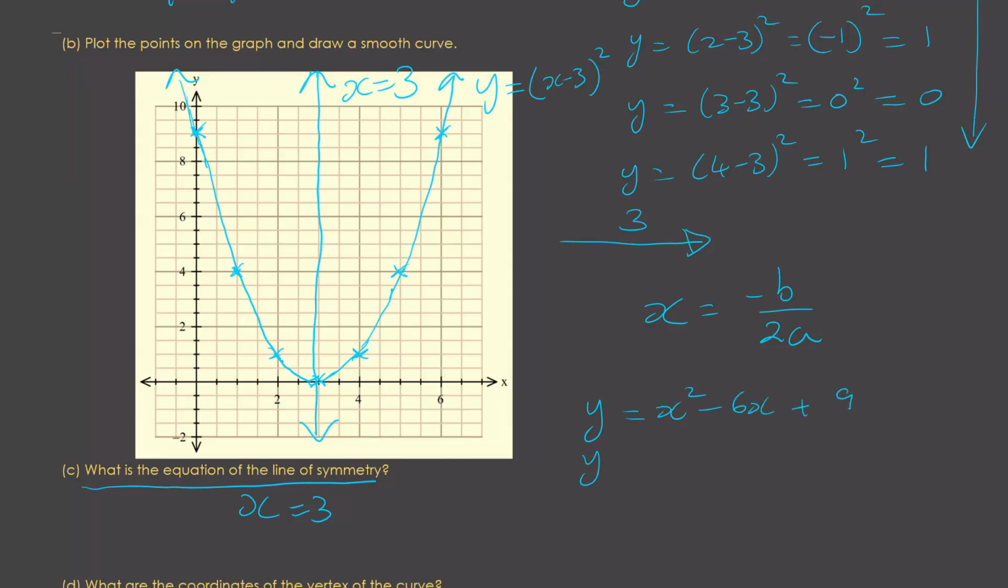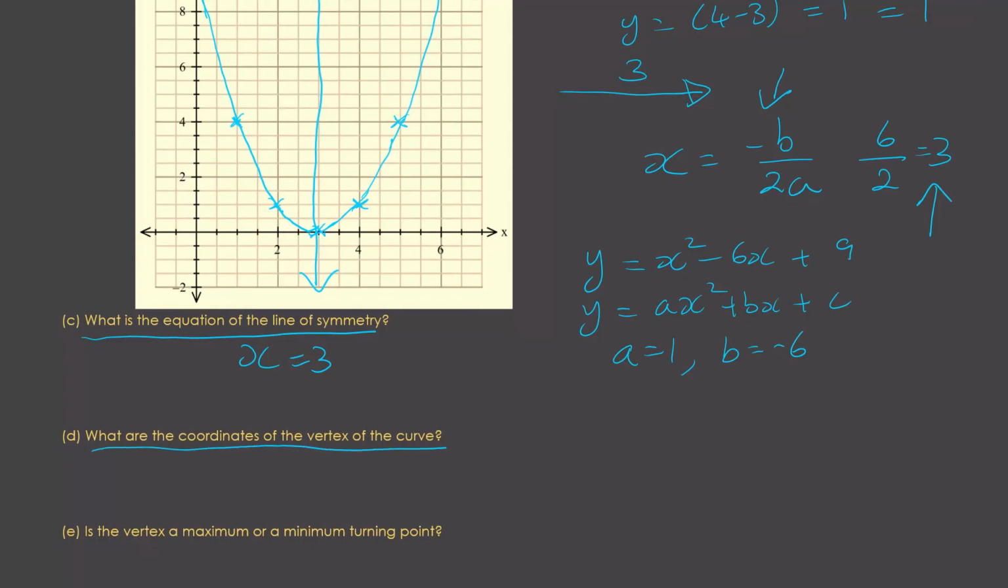And if you compare that with the general quadratic, ax squared plus bx plus c, you should see that a is equal to 1 and b is equal to negative 6. If you do negative of negative 6, you get positive 6. 2 times 1 is 2, and that's 3. So x equals 3 is the line of symmetry.